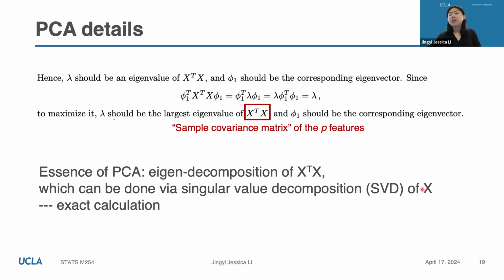So you would have left singular vectors, right singular vectors. What we need is the right singular vectors, which is equivalent to the eigenvectors of X transpose X. But the left singular vectors of X is equivalent to the eigenvectors of X times X transpose. So they have this correspondence. And also between singular values and eigenvalues, they have a square relationship. Like the eigenvalue is the square of singular value. So these are just linear algebra facts. But basically, if we don't have a large computation issue, we just use singular value decomposition. And this will give us exact PCA.